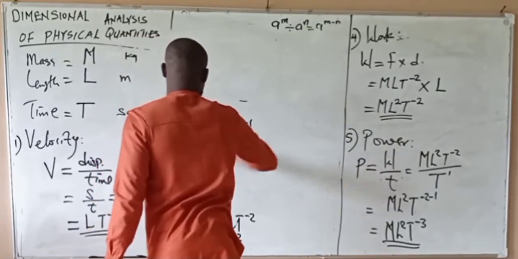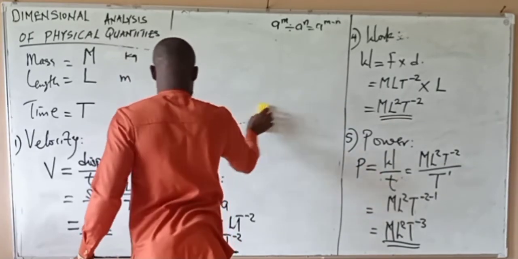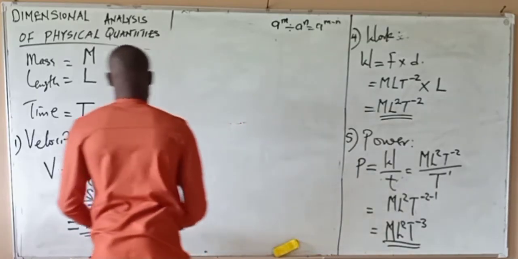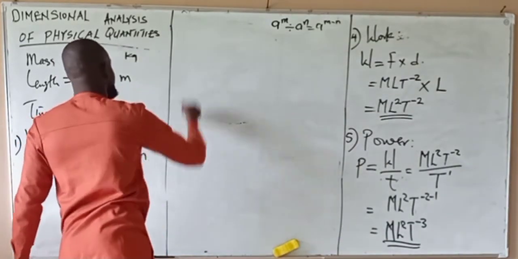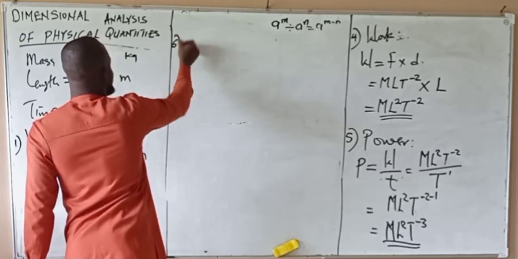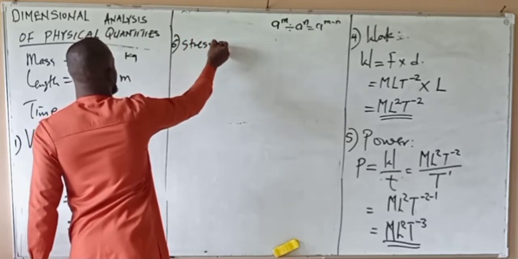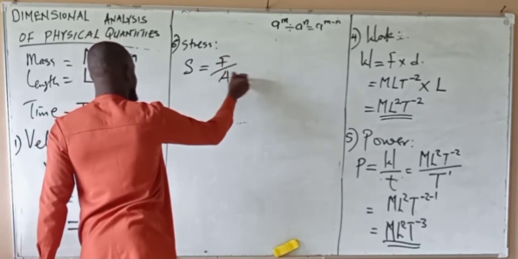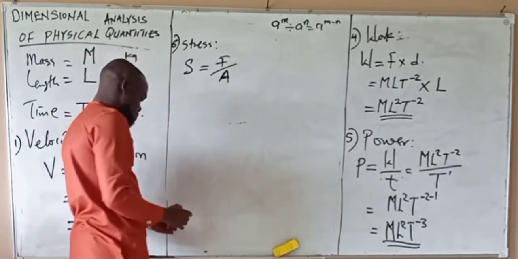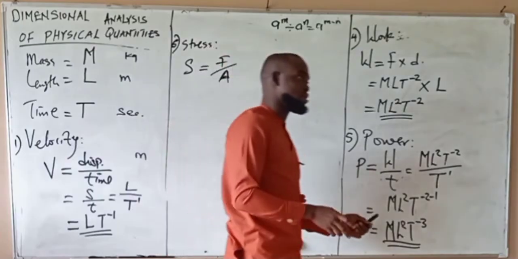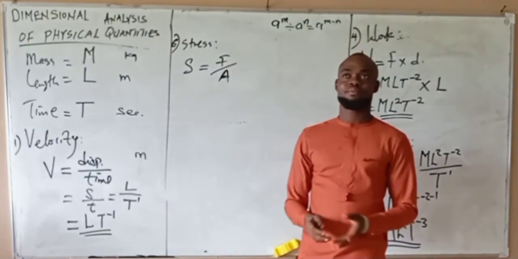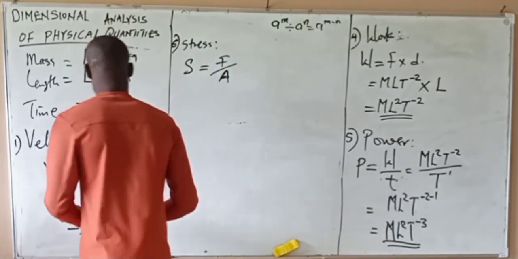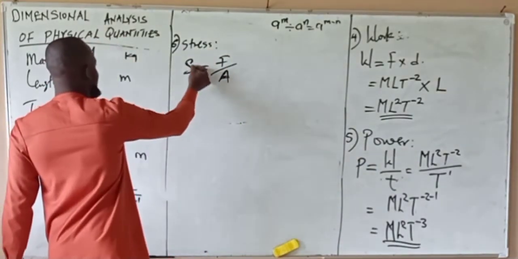The dimension for stress. Let's do number 6, the dimension for stress. Now stress is defined as force over area. Yeah? Now that is the formula for stress.